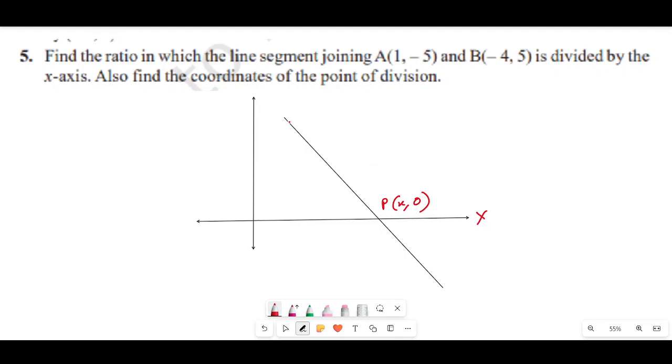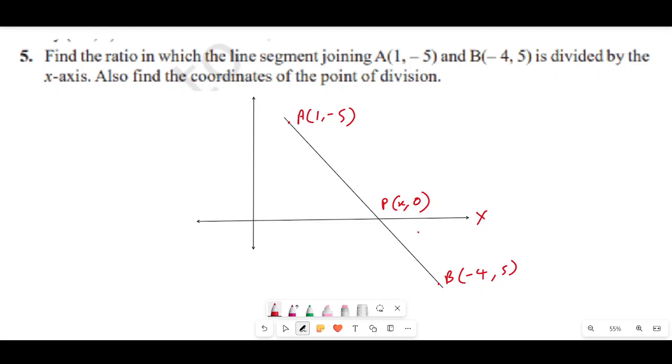Here the points are given: the first point is A, which is (1, -5), and this is B, which is (-4, 5). That is the given condition. Now find the value of x and then find the value of P. So I got the value of y coordinate, but I have no information about x.